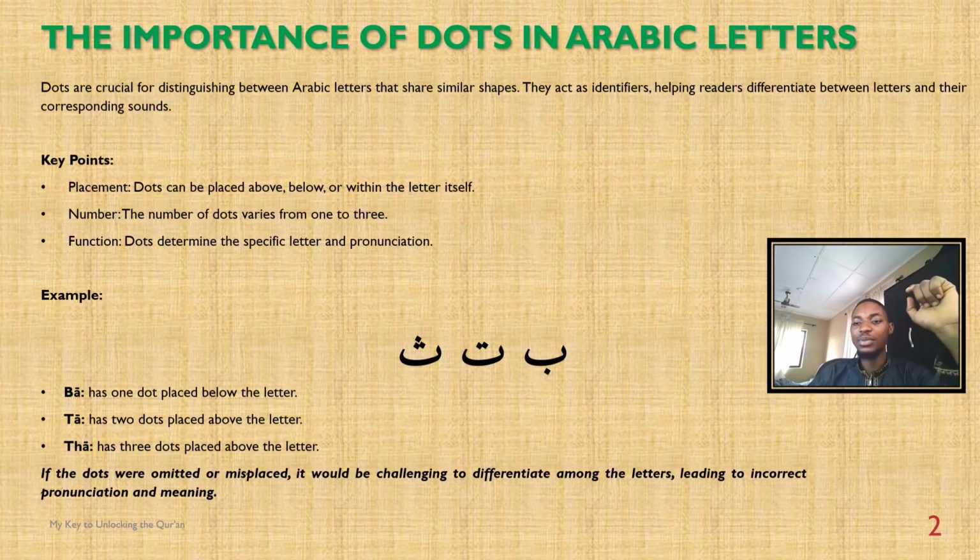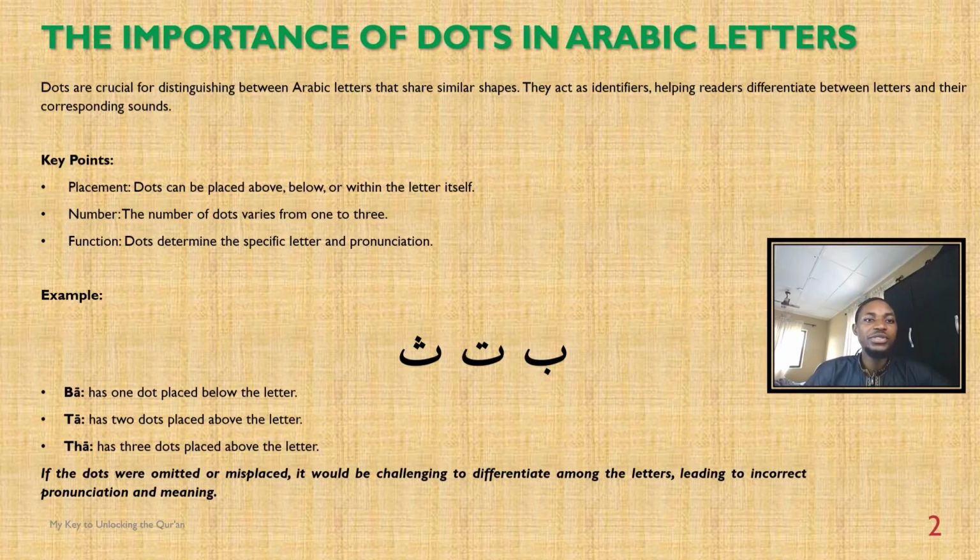So, dots in Arabic letters are actually very significant because the Arabic language has a lot of letters that share similar shapes. And when you see those shapes like that, to distinguish one from the other, you have to understand the dots. So you can look at it from the aspect of the presence or absence of a dot, or if there is a dot, then you look at how many dots we have and where the dot is placed. Is it above the letter, below the letter, or within the letter? You can have as much as 3 dots.